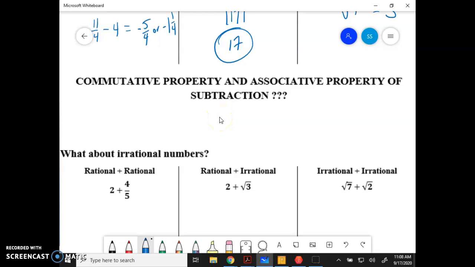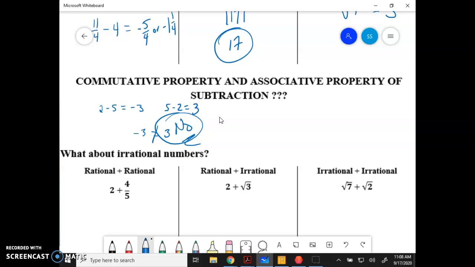Commutative property and associative property of subtraction. Does that work for subtraction? So like we were mentioning, does the order matter? Order did not matter for addition. Does it matter for subtraction? I think we used 2 and 5 last time. So 2 minus 5, that is -3. But if we switch the numbers around, what is 5 minus 2? Oh, that equals +3. So -3 is not equal to +3. So no, this does not apply. It only applies to addition, not to subtraction.